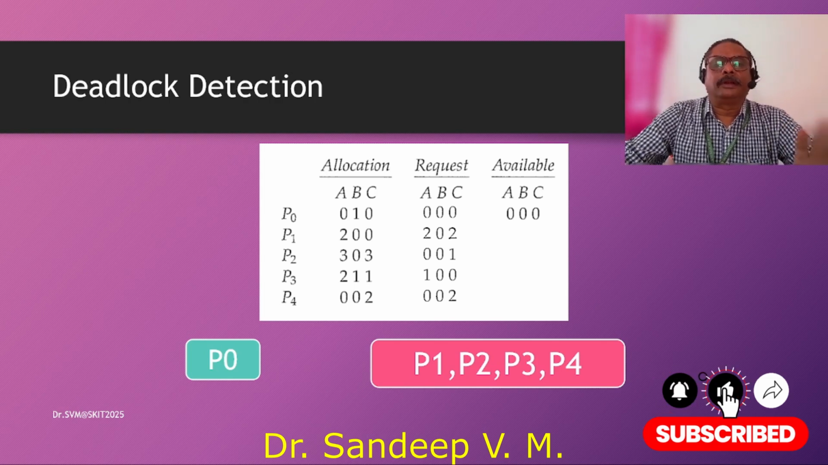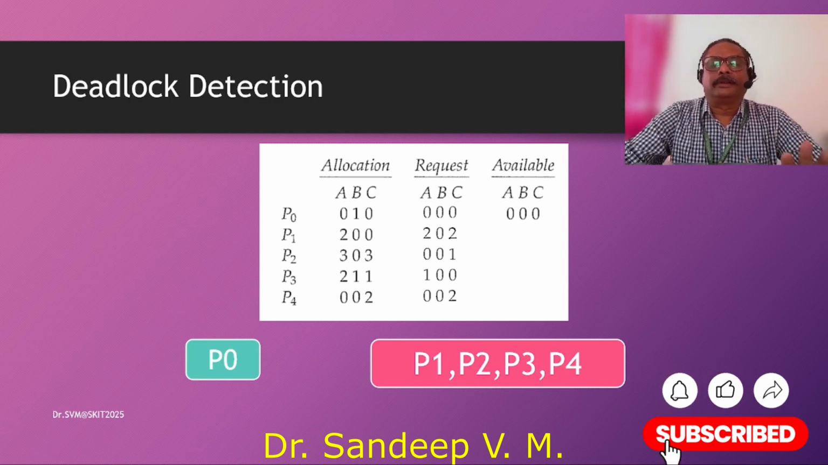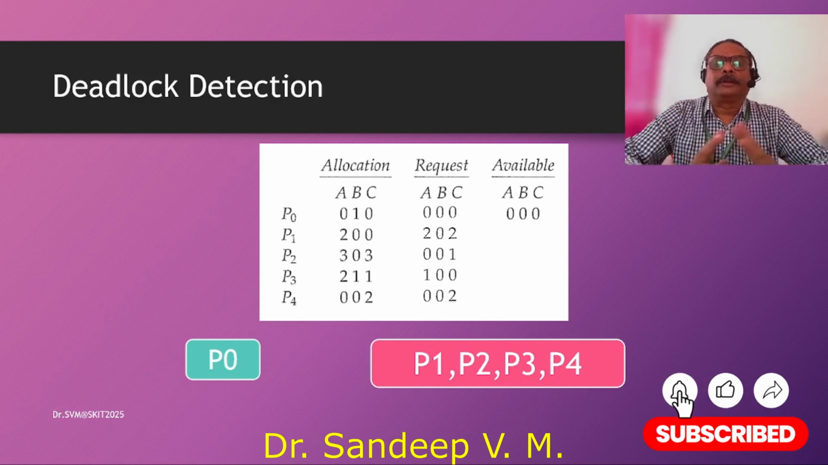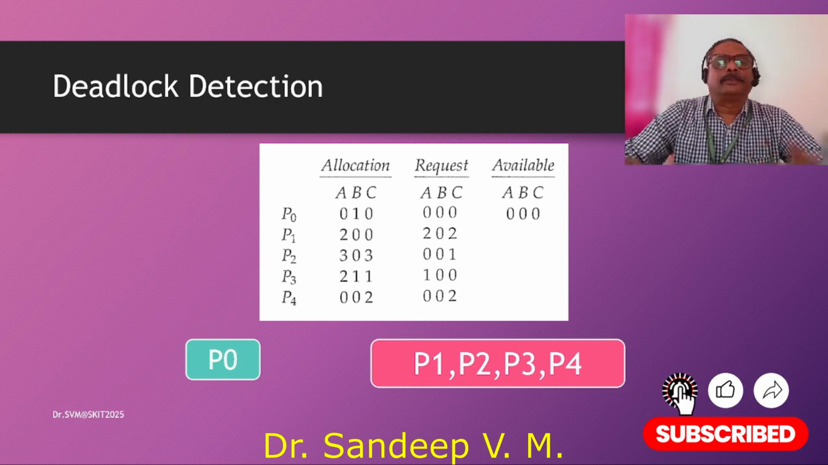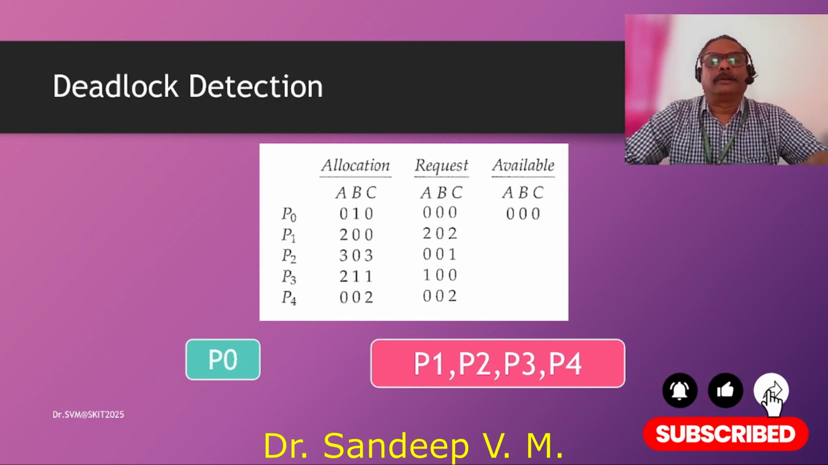Therefore, we have a deadlock detection which says that P1, P2, P3, P4 are the four processes that have now stopped their execution because of deadlock. So that's how we can detect a deadlock condition.